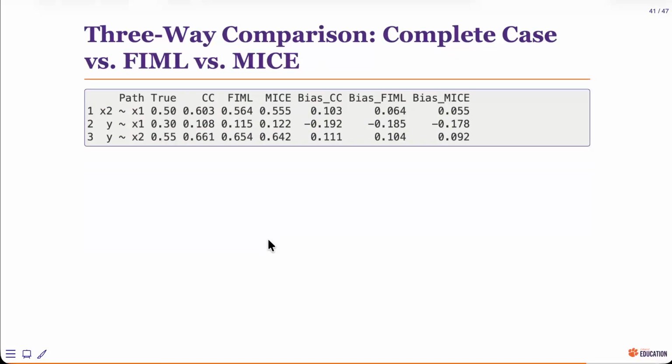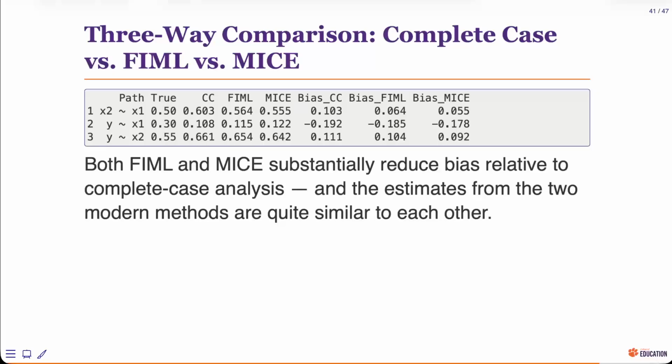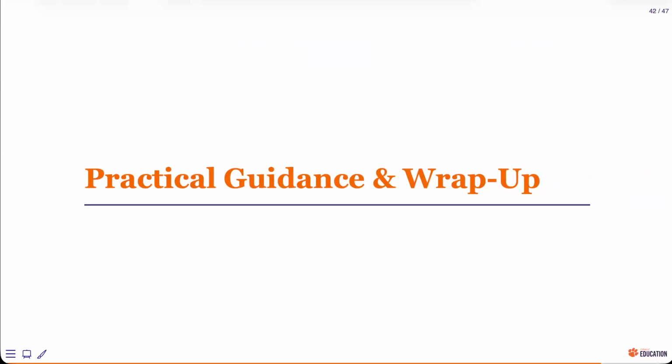And here you can compare the point estimates for each of these. You'll see that mice and FIML in this case work very, very similarly, and the values are very close together for what we have. All right, so that's mice.